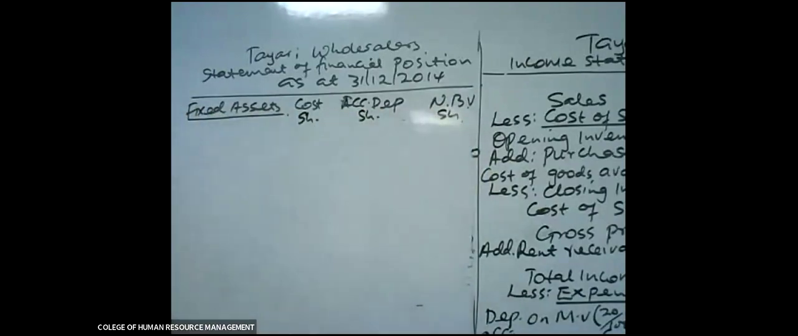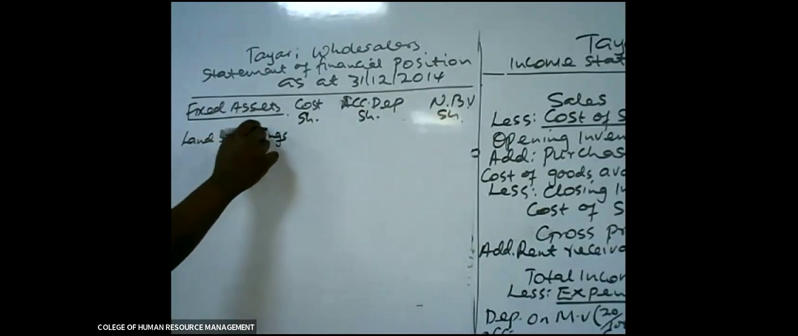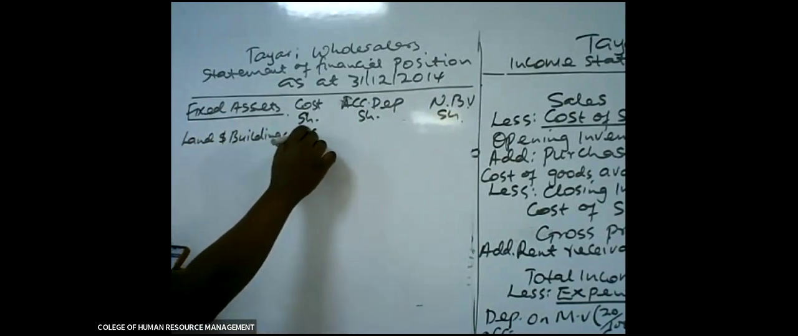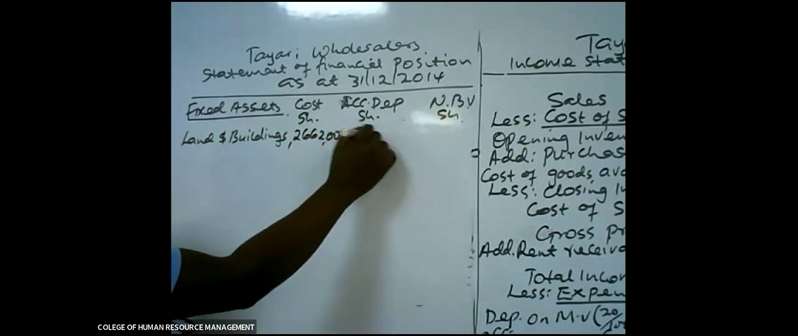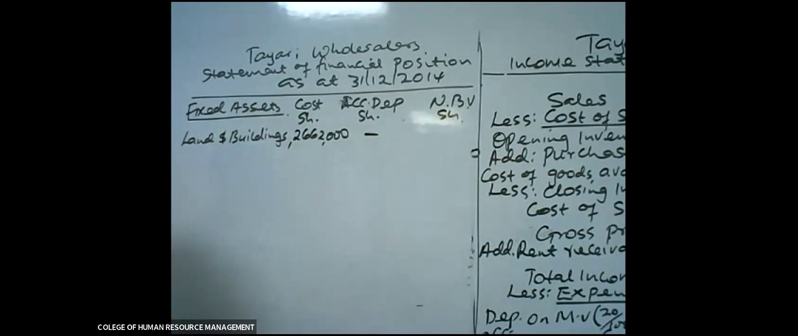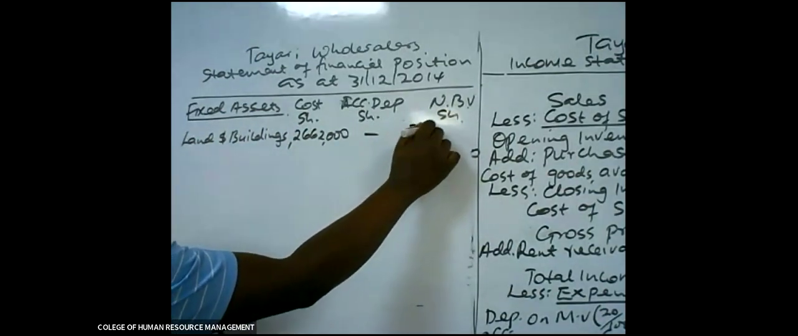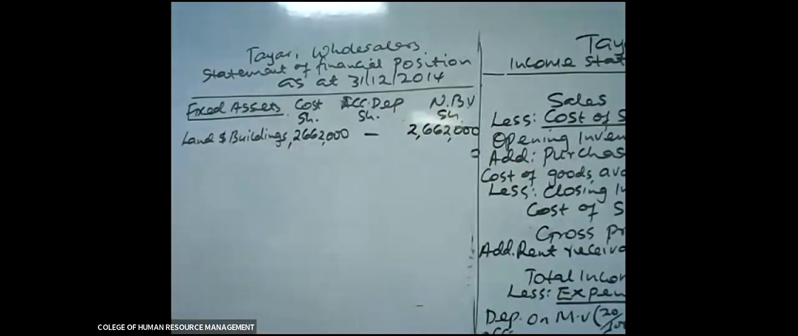In Tayari Wholesalers, we had land and buildings with a cost of 2,662,000. From the additional information, no depreciation is provided on land and buildings, so they do not lose value. So the net book value remains 2,662,000.